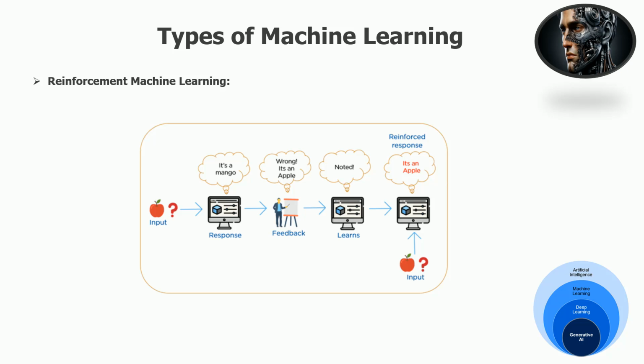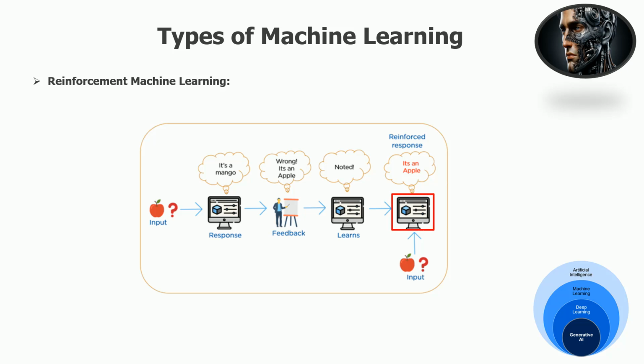So here we have another example. You can see first we have given some input to the computer, and the computer has responded that it's a mango, but it has got feedback that it is wrong, it's an apple. So here the computer is learning by the feedback. The feedback is wrong, so it has noted the feedback and learned from this experience that this input or this figure is an apple.